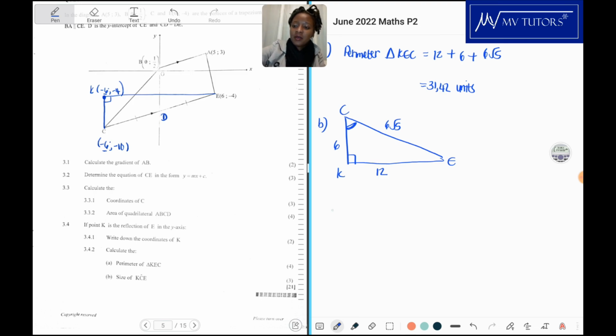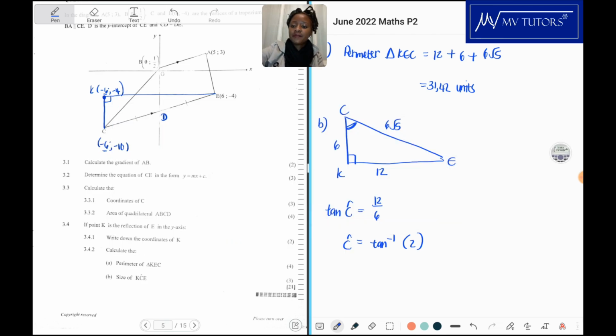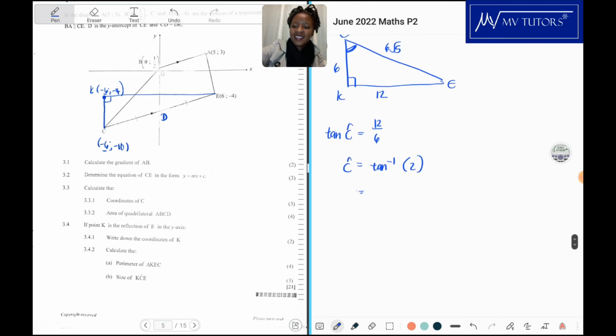Okay, so if I were to say tan C, it would be opposite, which is 12, over adjacent, which is 6. So basically C would be tan inverse of 12 over 6, which is tan inverse of 2. So let's see what that amounts to. So tan inverse of 2, that's 63.43. Okay, and with that we are done. 63.43 degrees, and 2 marks.